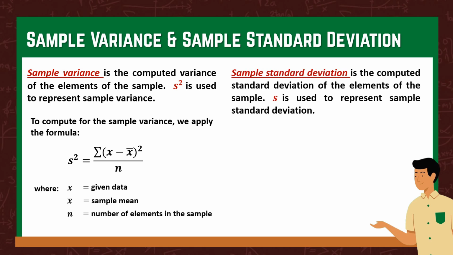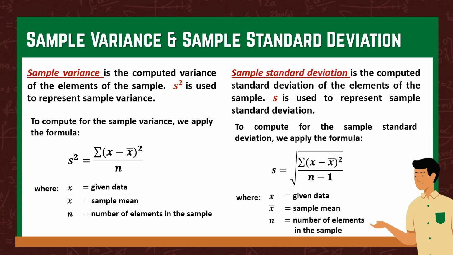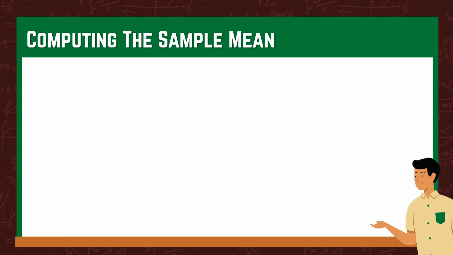And sample standard deviation is the computed standard deviation of the elements of the sample. S is used to represent sample standard deviation. To compute for the sample standard deviation, we apply the formula. S is equal to the square root of the summation of x minus x bar squared divided by n minus 1, where x is the given data, x bar is the sample mean, and n is the number of elements in the sample. Let's have an example.